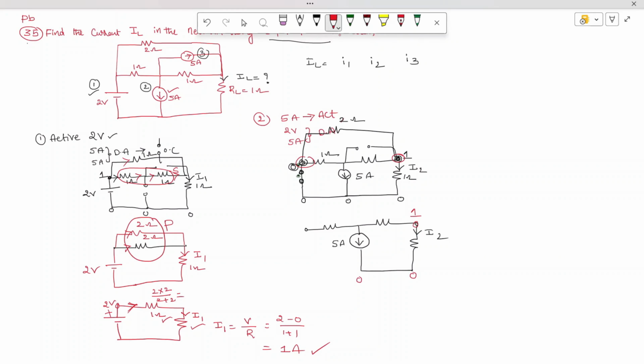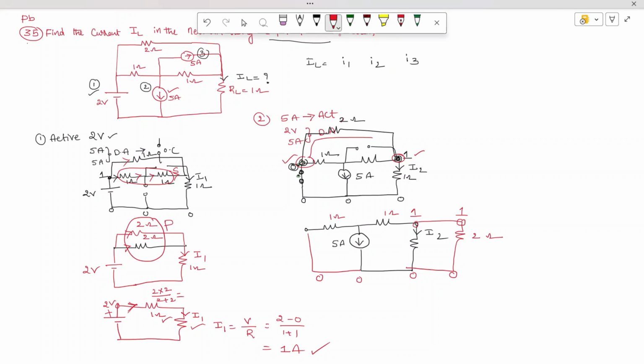Between this node 1 and node 0, what is connected? The 2 ohms is connected. I'm redrawing that separately for clarity. This is a 2 ohm resistor connected between node 1 and node 0. The value of this branch is 1 ohm. Now we are going to get two different nodes.